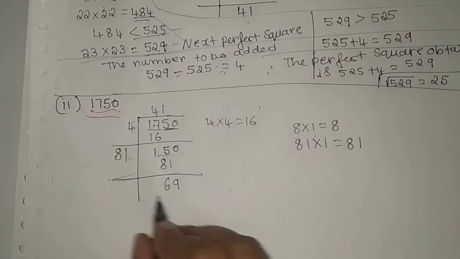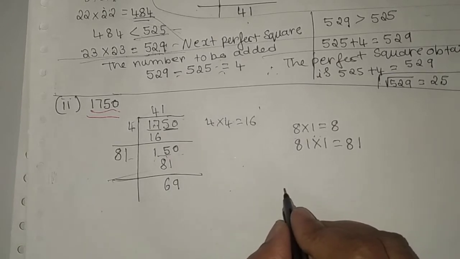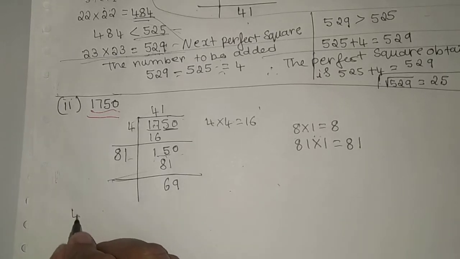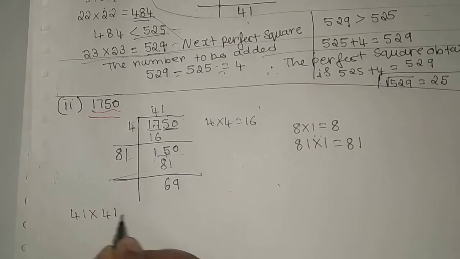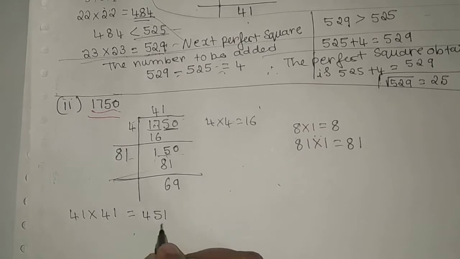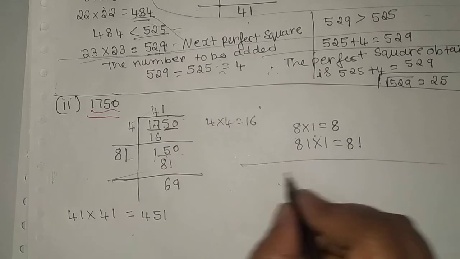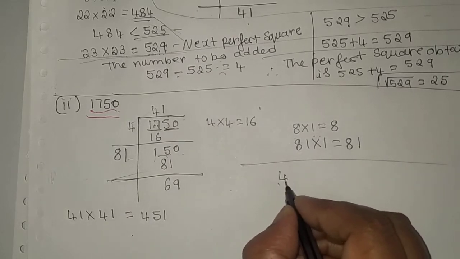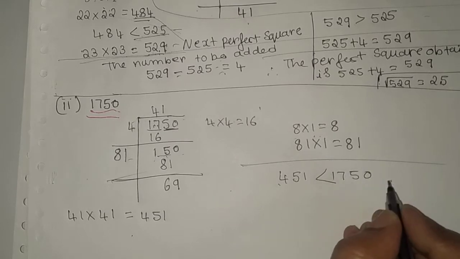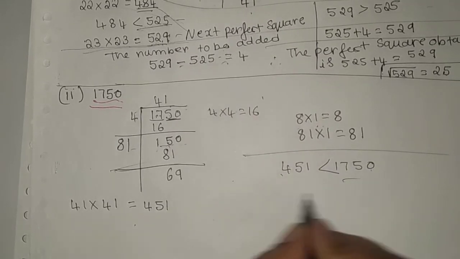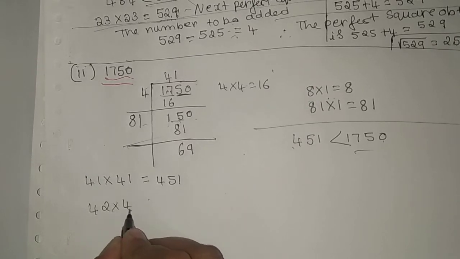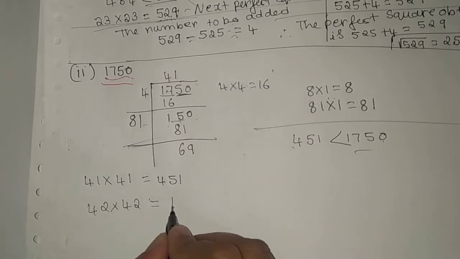So after getting this, find out the number, that is, square this and see. 41 into 41, how much we get? That is 451 we get. Therefore see here, the number 451 is less than the given number 1750.